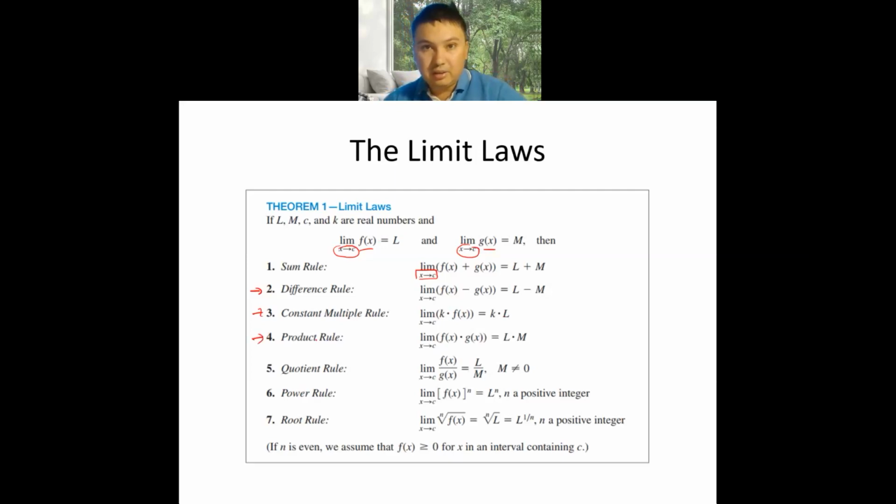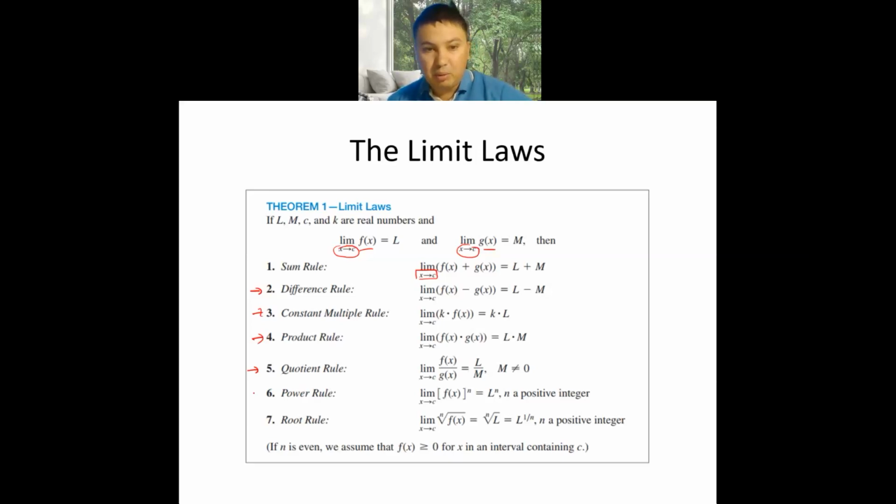Another one, the product rule. What's the product rule? If you multiply the two functions, it becomes a new function. If you take the limit, it becomes just the product of the limits, L times M. So everything is straightforward, right? It's very intuitive. And if you look at the quotient, f of x over g of x, then the limit goes to L over M, provided M is not 0. If M is 0, then it doesn't exist.